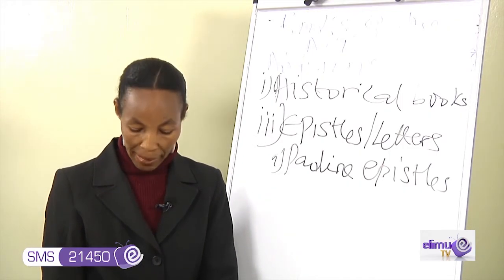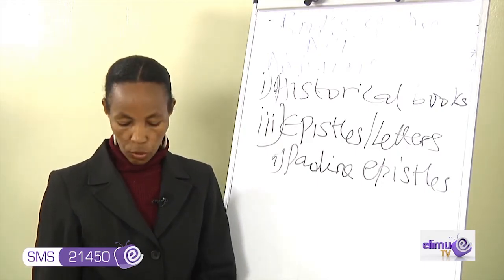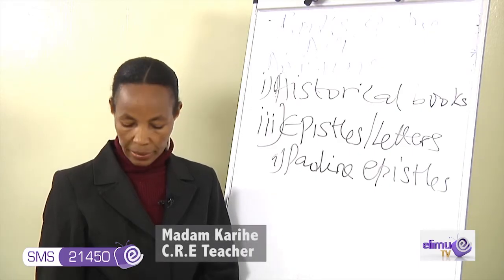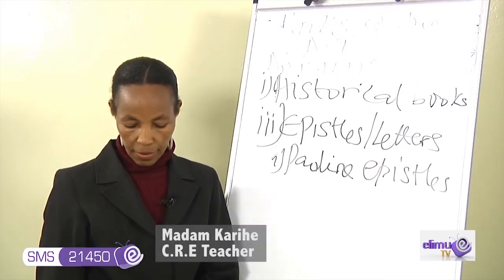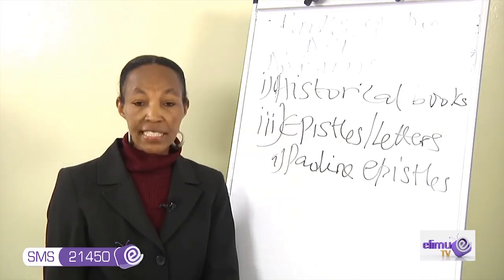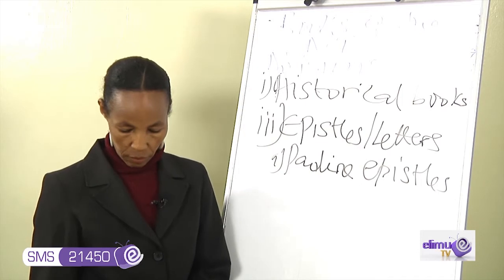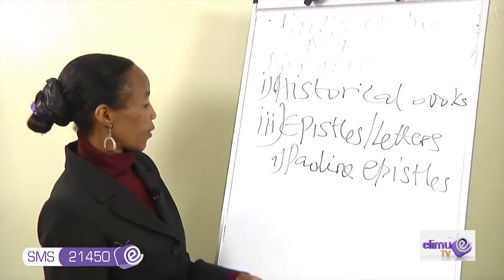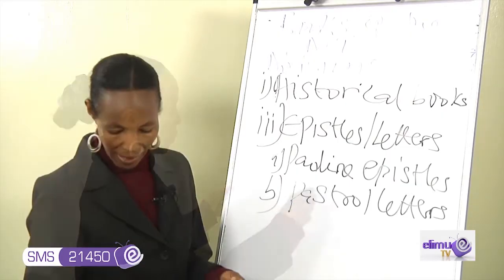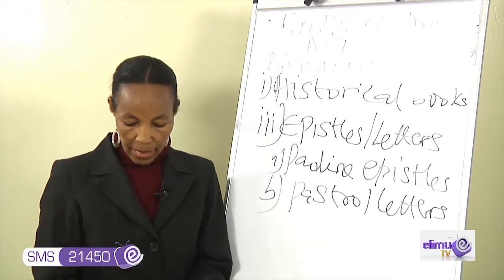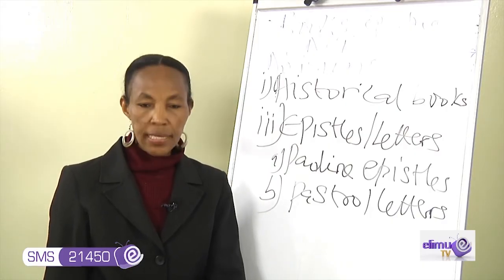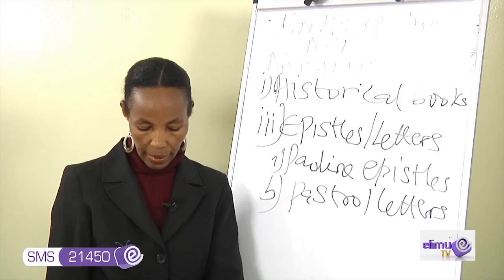They are 9 in number, including Romans, 1st and 2nd Corinthians, Galatians, Ephesians, Philippians, Colossians, and 1st and 2nd Thessalonians. The second category of letters are pastoral letters. There are 5 in number, including 1st and 2nd Timothy, Titus, Philemon, and Hebrews.